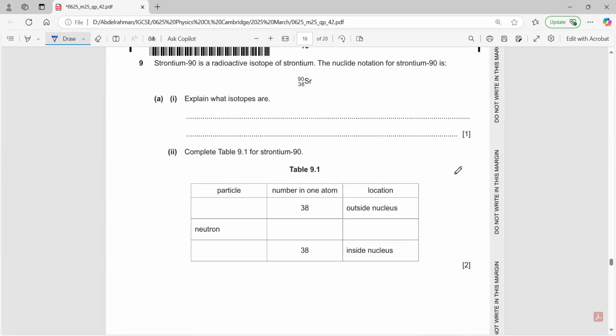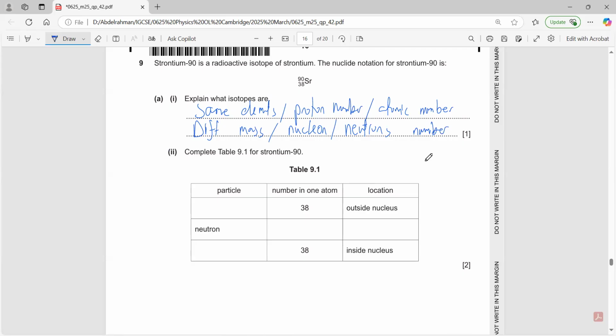Strontium 90 is a radioactive isotope. Explain what isotopes are. They are the same elements, or you can say same proton number, same atomic number. But different what? Different mass number, or you can say nucleon number, or you can say different number of neutrons.